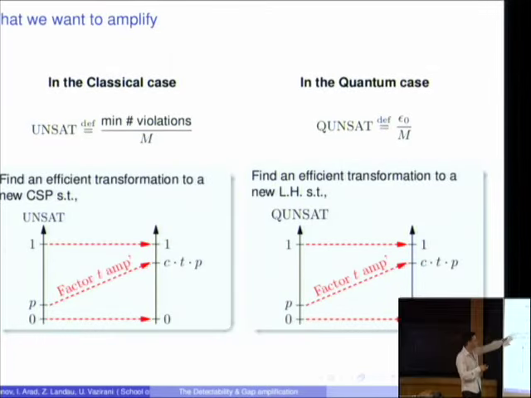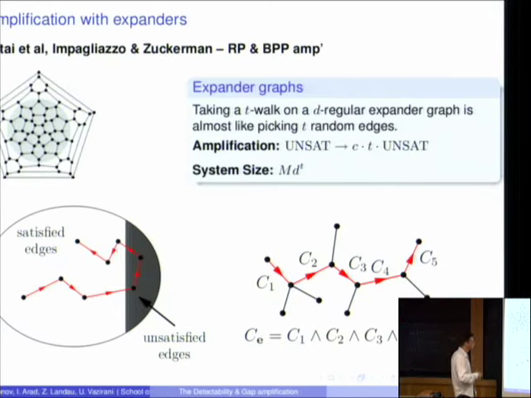Okay, so we would like to find a transformation that takes a local Hamiltonian with, say, Q-unsatisfiability equal to p and scales it up to some constant times t times p. Okay, this is what we would like to find. So how do we do it classically? There is a beautiful way to do it, and this is the basis of the result of Impagliazzo and Zuckerman for RP and BPP amplification. And the idea is that we suppose that the system is defined on an expander graph.